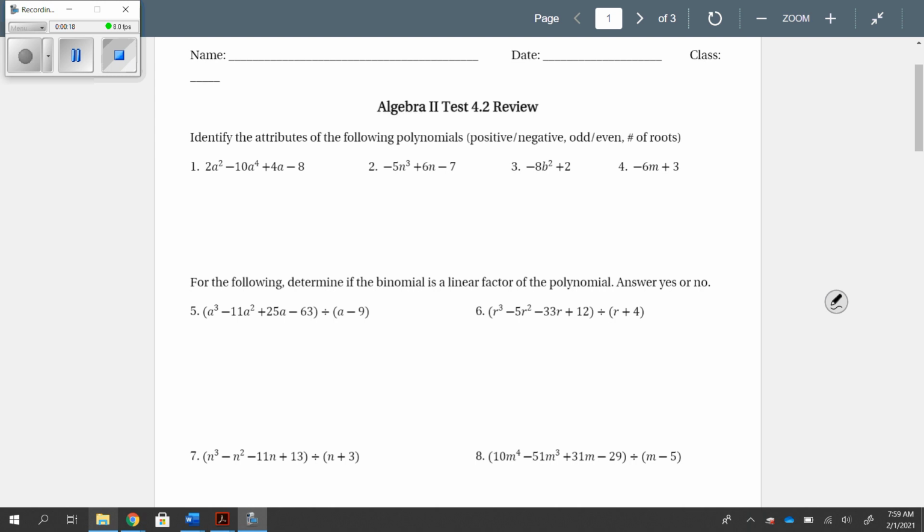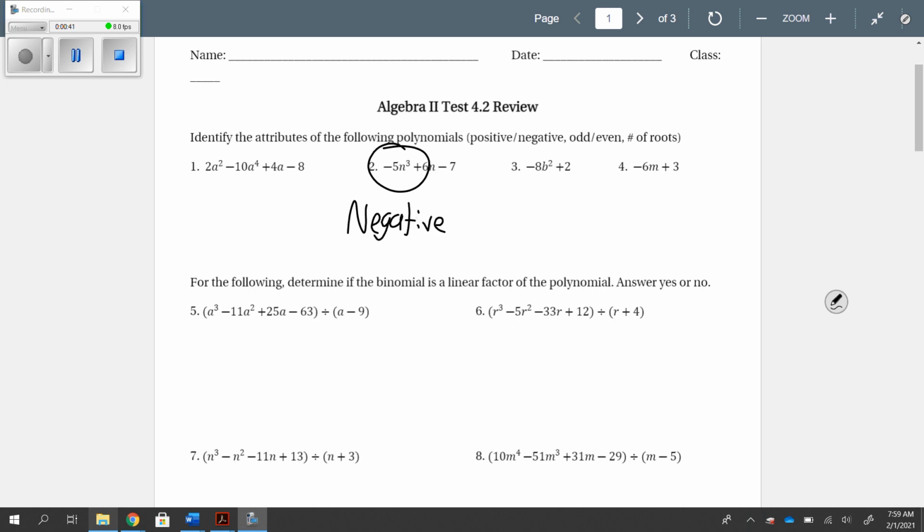So the first part, identify the attributes of the following polynomials: positive, negative, odd, even, and number of roots. Let's look at number 2 and number 3. It should be easy. For number 2, make sure you can see it. Literally, you don't have to look past the first term, okay? That 5 is a positive or negative, it's negative.